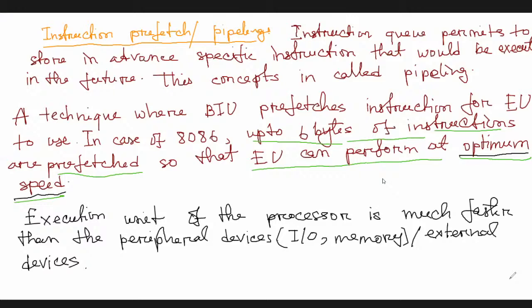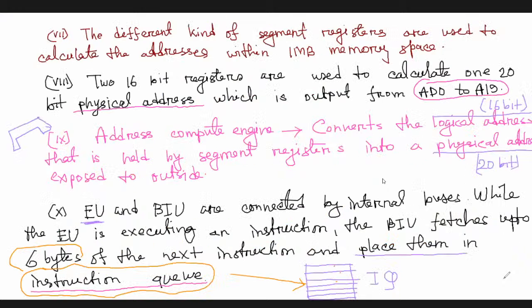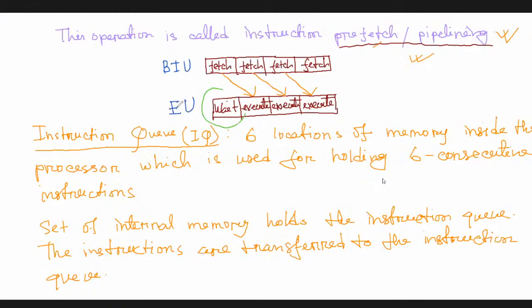If it does not prefetch, then the EU has to wait. Look at the diagram here. The EU is waiting there, so that's why we need prefetch. The BIU fetches the instruction, the EU performs the instruction. If the BIU does not fetch, then the EU cannot perform. Is that clear?